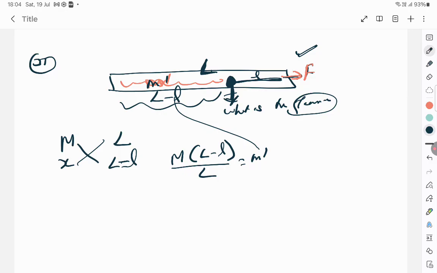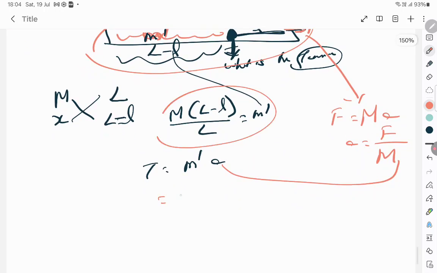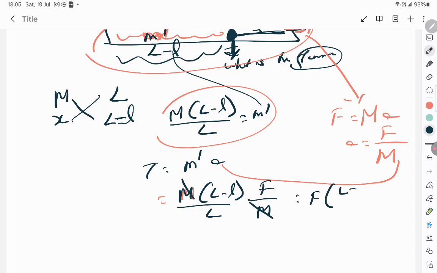And tension is always a force, which is mass into acceleration, which is m dash into a. So you know that the total force is F, with which the entire mass M is getting accelerated. So a from this equation is F by capital M, just substituted here. And what is m dash? m dash itself is m into (capital L minus small l) by capital L, into a, which itself is F by M, where M and M get cancelled. So it is F into (L minus small l) by capital L.